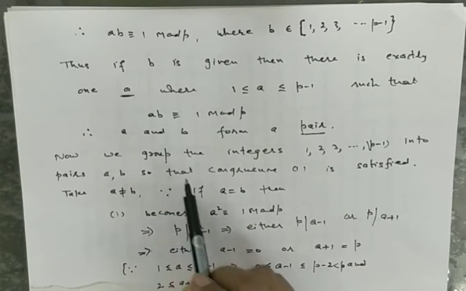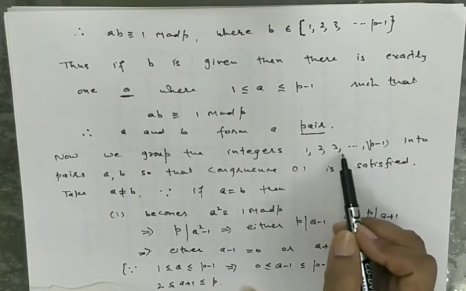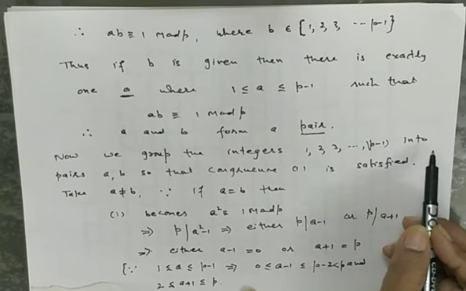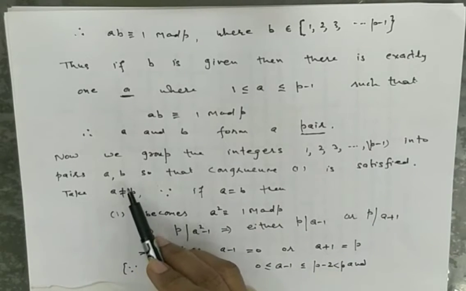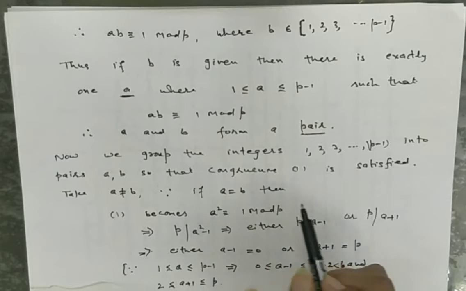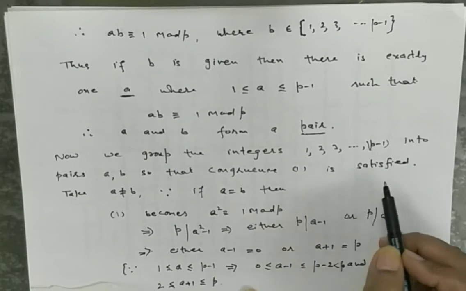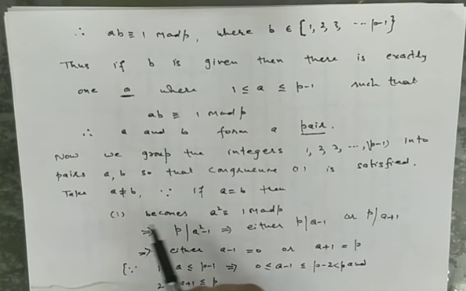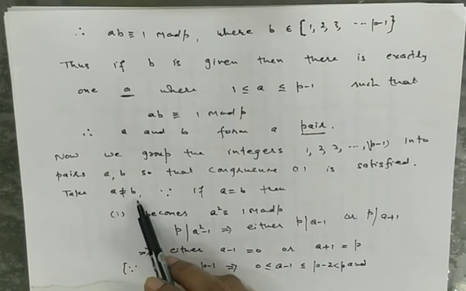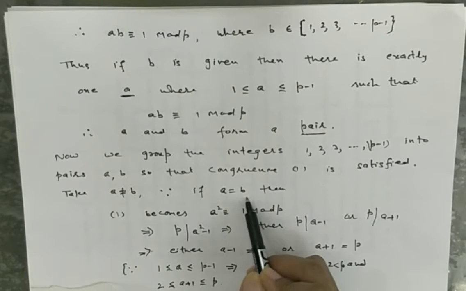Now, we group the integers 1, 2, 3 up to p minus 1 into the pairs ab, so that the congruence 1, that is, ax is congruent to 1 modulo p, is satisfied. So, let's take a not equal to b. Now we will see what happens if a equal to b.